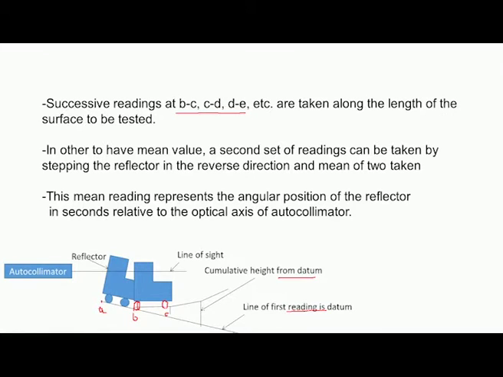And in the forward direction we should take readings, and again in the reverse direction also we should take the readings, and then we can take the average values, we can calculate mean values. So, this mean reading represents the angular position of the reflector in seconds relative to the optical axis of the autocollimator. This is the optical axis of the autocollimator or line of sight.